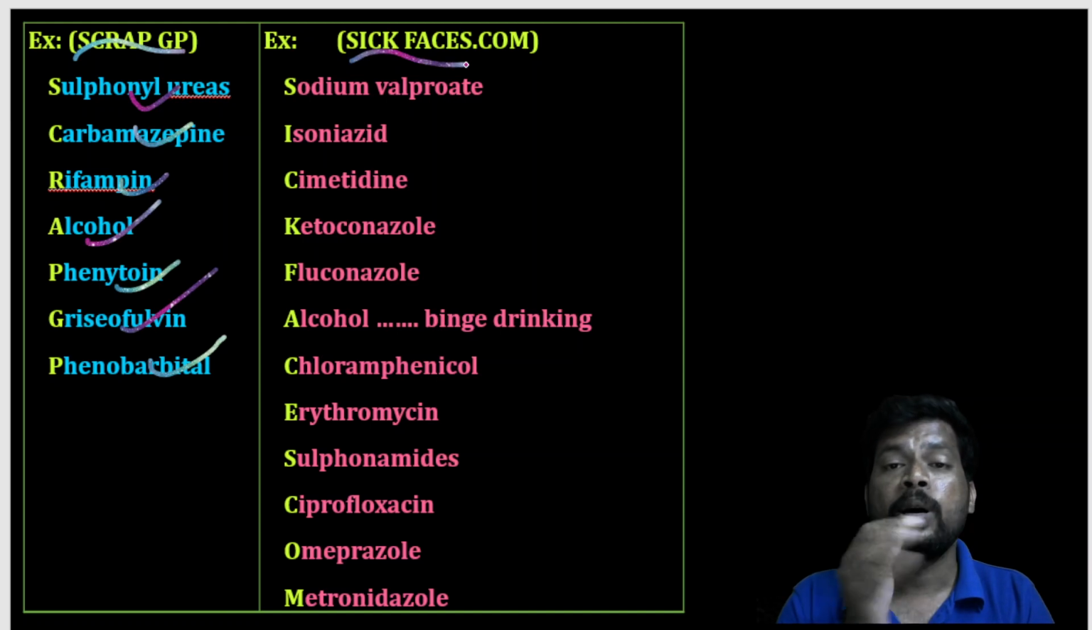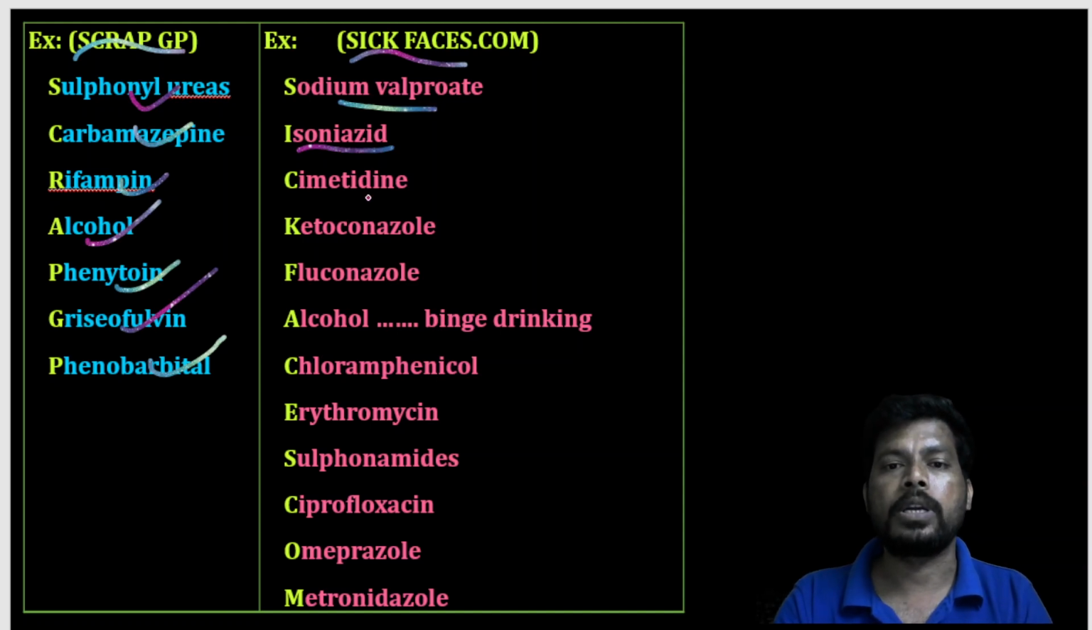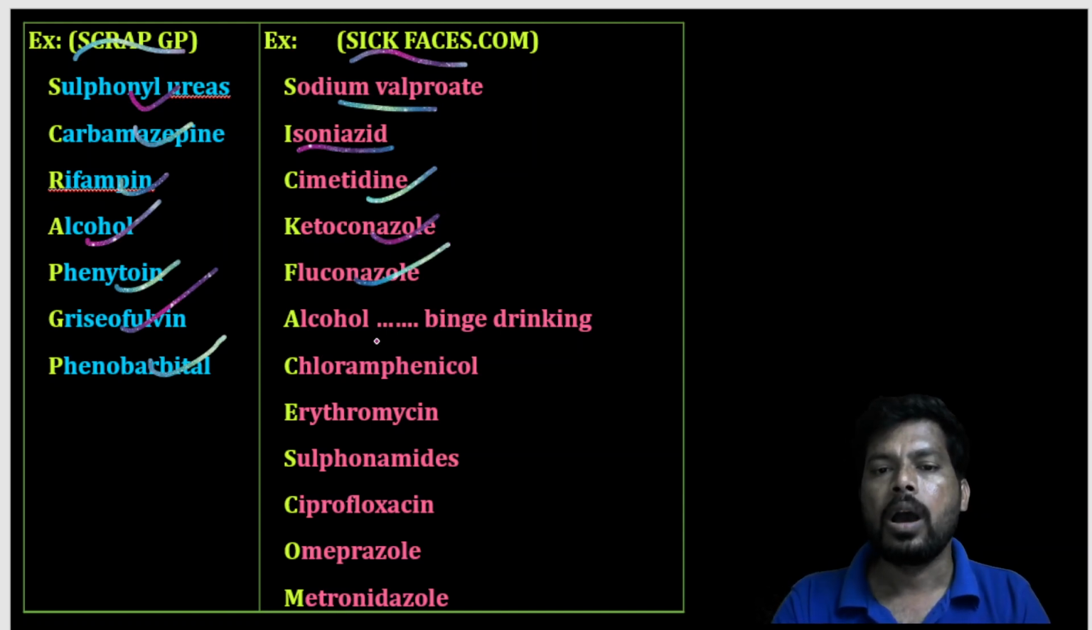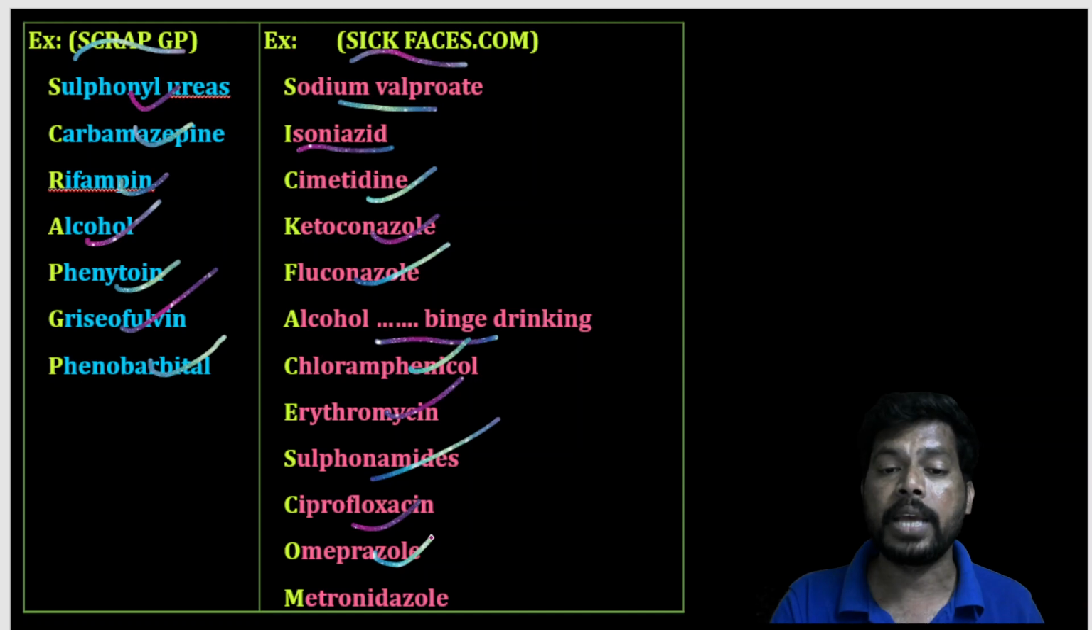Next, the trick GPSSWIC. This is a trick for remembering enzyme inhibitors, that is CYP enzyme inhibitors. That is sodium valproate, an antiepileptic drug; isoniazid, an antitubercular drug; cimetidine, an H2 receptor blocker for treatment of ulcer; ketoconazole, an antifungal drug; fluconazole, an antifungal drug; alcohol, binge drinking; chloramphenicol, an antibiotic; erythromycin, a macrolide antibiotic; sulfonamides, antibacterial compounds; ciprofloxacin, a synthetic antibiotic; omeprazole, an H plus potassium ATPase enzyme inhibitor used as an antacid; and metronidazole, an anti-amoebic drug.